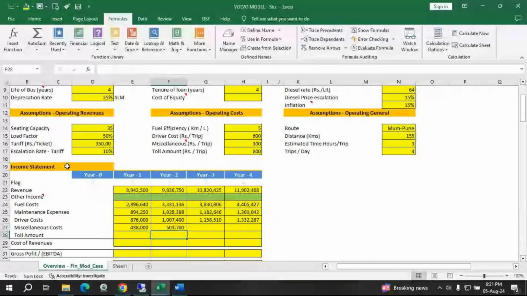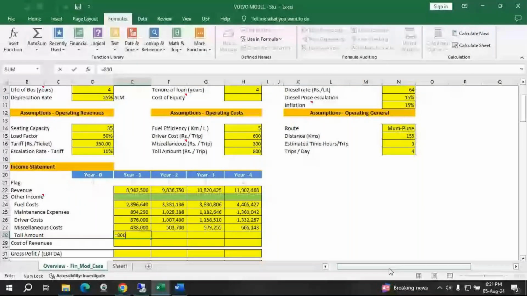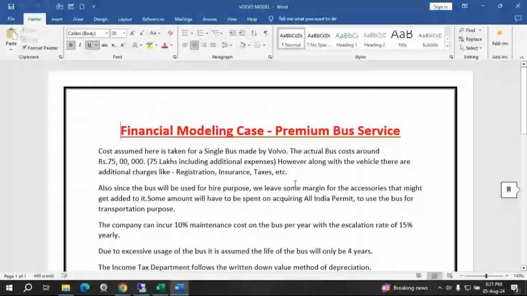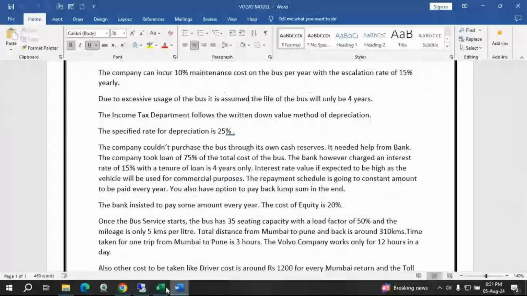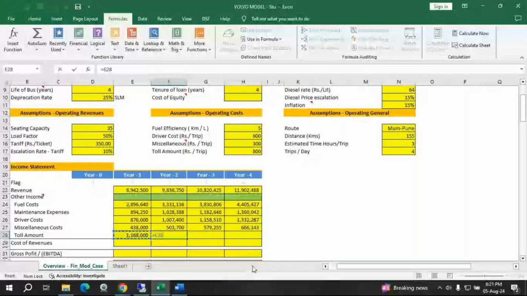Now toll amount. How much are they telling? 800 rupees. So 4 trips they are going to make, and it is for 365 days, equals 800 into 4. So this is per day, into 365 days. So here, nowhere have they explained that the toll amount will be hiked. Okay, that nowhere they have mentioned. So this toll amount is going to remain the same.